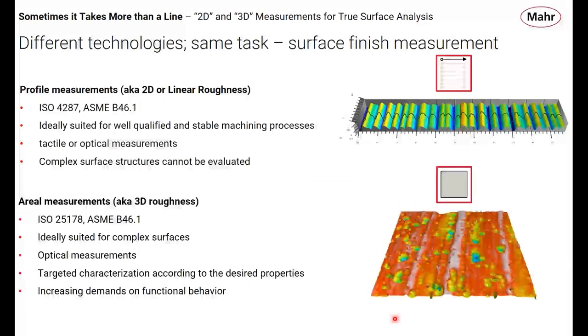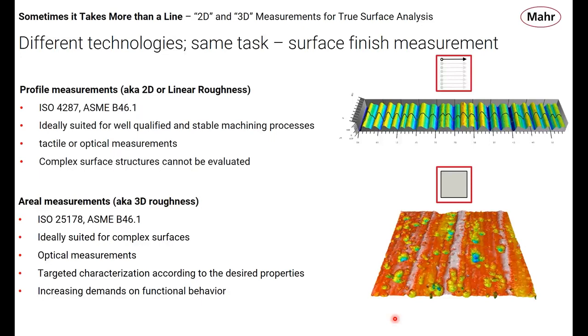We're caught up again here for the most part. Let's talk about the two different types of analysis that are listed in the title of the presentation. Profile measurements, also known as 2D or linear measurements, on the one side, and aerial measurements, also known as 3D measurements or 3D roughness, however you want to phrase it, on the other side. Those are the two topics we're going to be talking about today.